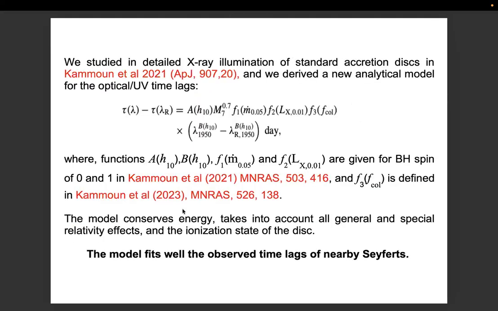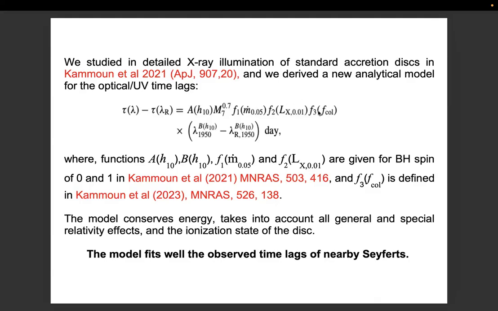So what we did in the last few years is that we tried to restudy this problem, taking into account as much as we could all these subtleties and difficulties. Here's a paper, almost 5 years ago, where we describe our work. And here is a new equation. This is the time lag of wavelength lambda minus the time lag of a reference band, and it depends, of course, on your black hole mass. It depends on your accretion rate, but also on the X-rays.